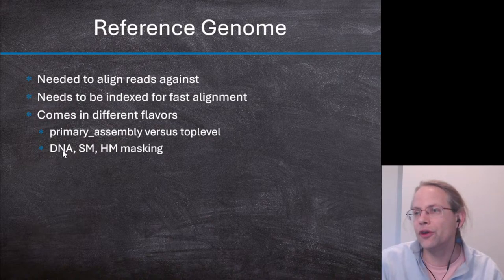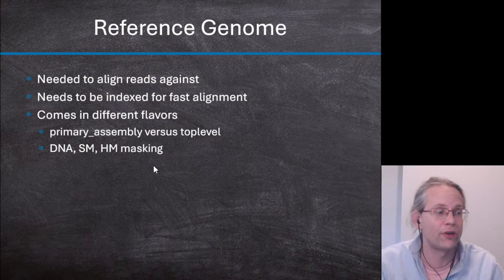All right, so I explained to you what DNA is. So that's just the DNA sequence. Then we have soft masking and hard masking, which is called SM and RM for Ensembl reasons, for some reason.